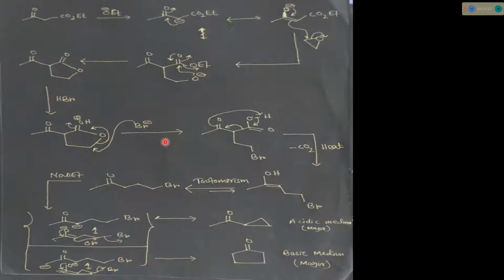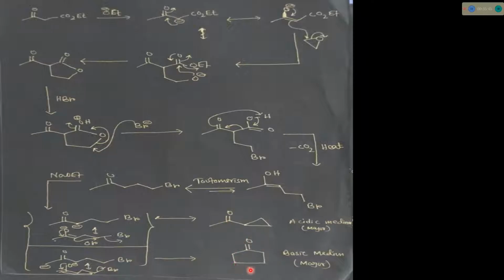So acids means not strong acids, so weak acids, then it will form an enol, this kind of enol, which is the more stable enol, the more substituted enol, not the other one. So it will transform into the more stable enol, then this enol reacts with this bromide-containing carbon via intramolecular SN2 substitution, and it will form a cyclopropane ring, this compound. So in acidic medium, this will be the major product.